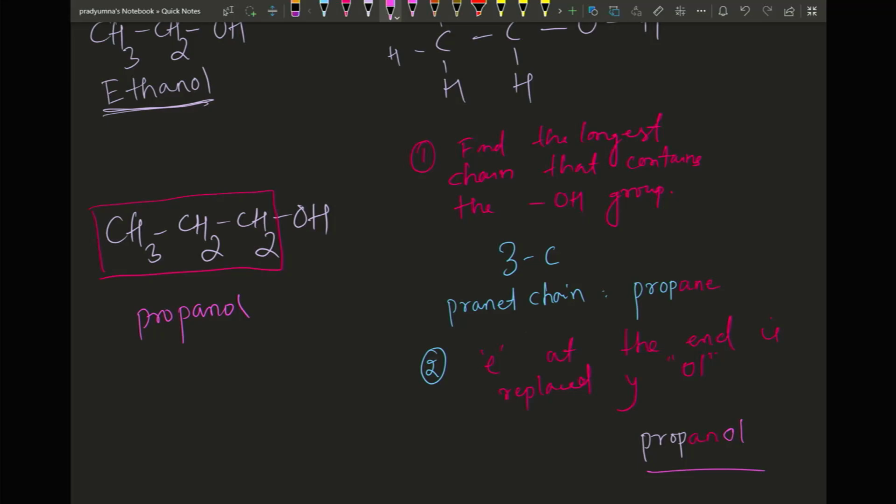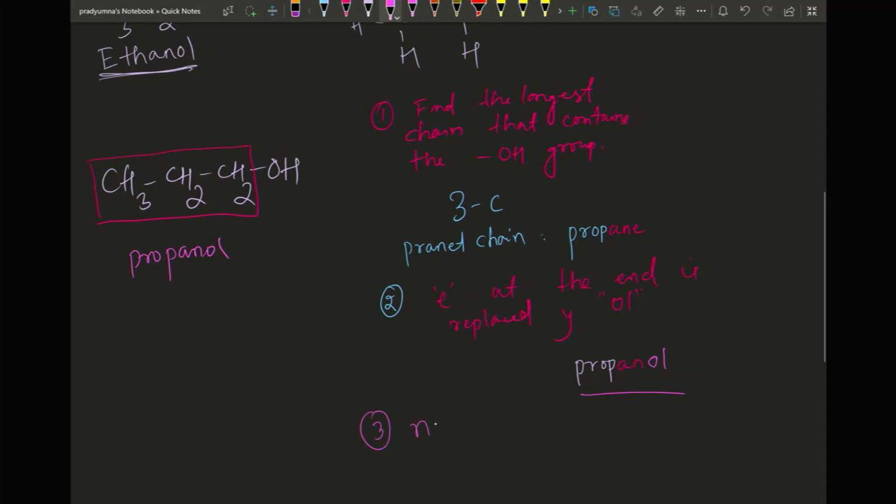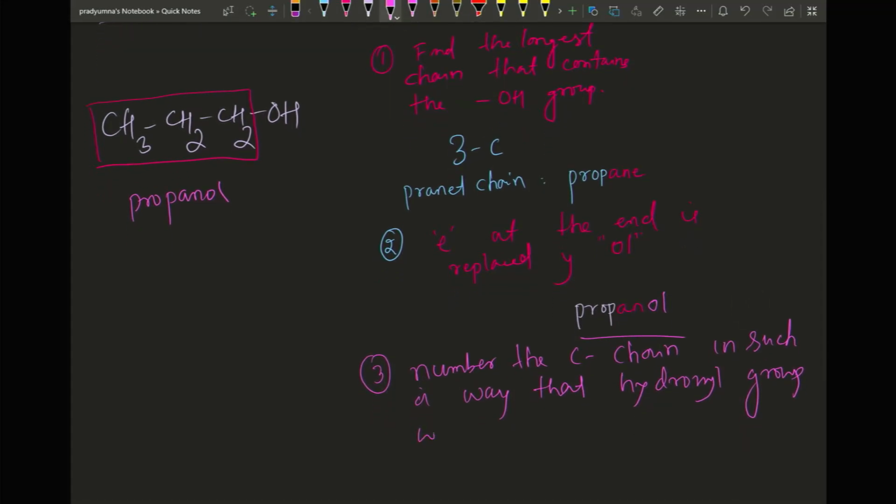The name is not complete, because the hydroxyl group can be on this carbon atom, it could be here, it could be here. So you have to assign a number. Number the carbon chain in such a way that the hydroxyl group will get the least number.